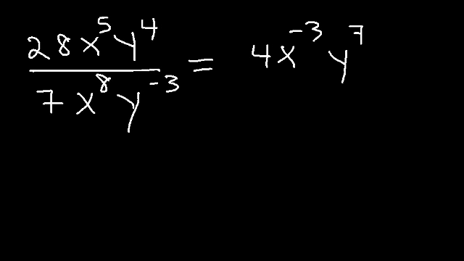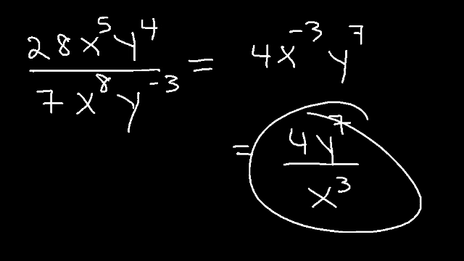Now, since we have a negative exponent, we need to move it to the bottom. So this is 4y to the 7th divided by x cubed. So that's the answer.